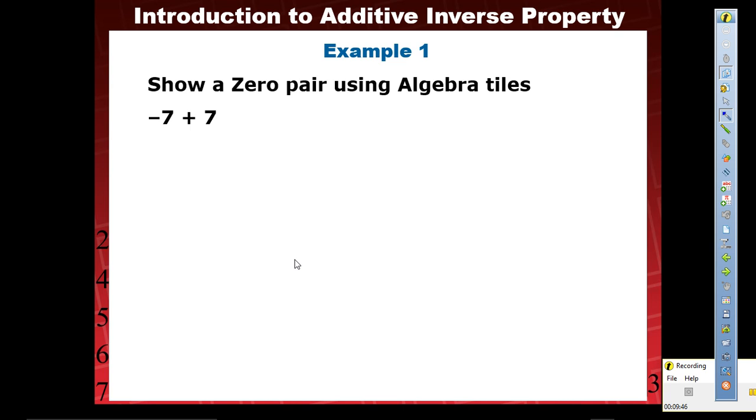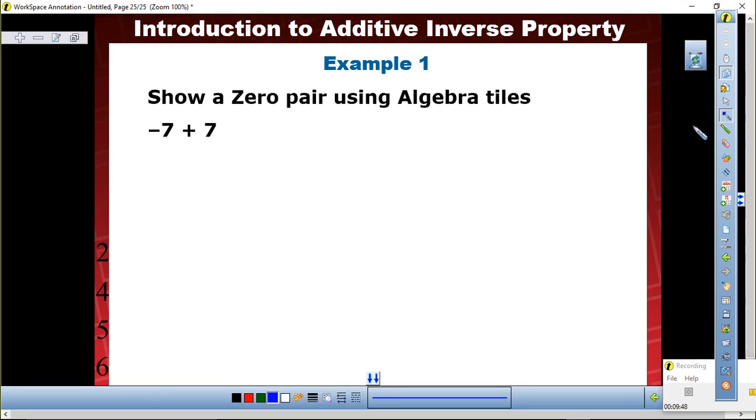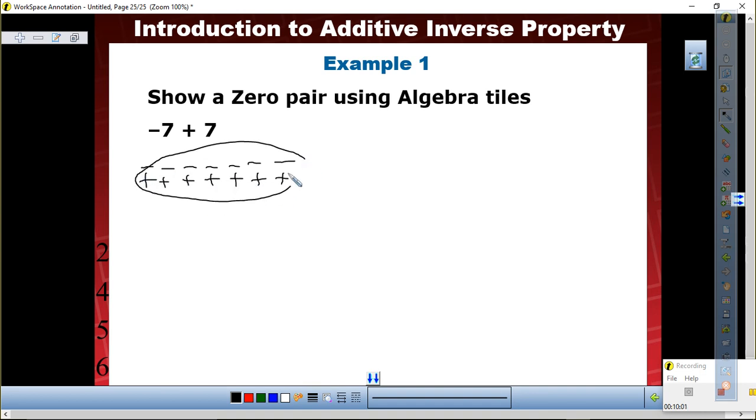So we start off with 7 negatives, 1, 2, 3, 4, 5, 6, 7, and then 7 positives, 1, 2, 3, 4, 5, 6, 7. Circle your zero pair, and we're left with 0. Very simple, yes? But the important thing to remember is the property that we just used. Tell your neighbor which property of the two that we learned did we just use.